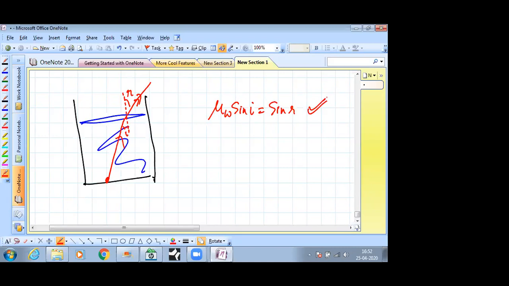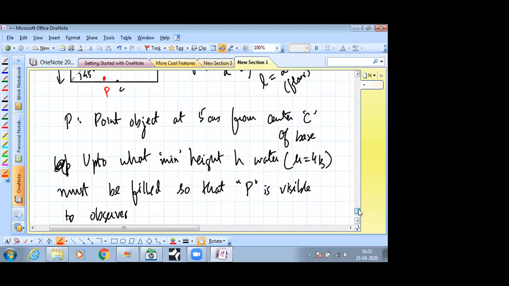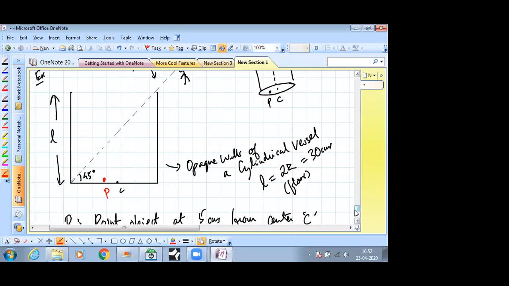Here we cannot apply any small angle approximation that sin I is equal to tan I, and therefore real depth upon apparent depth is mu and all that. We have to stick to the fundamentals. Okay. So just use this as a hint to now work out this question, or understand how this will fit in this ray diagram. First, just try and figure out in the ray diagram how you can fill water up to a certain height so that that point just comes in as field of view.